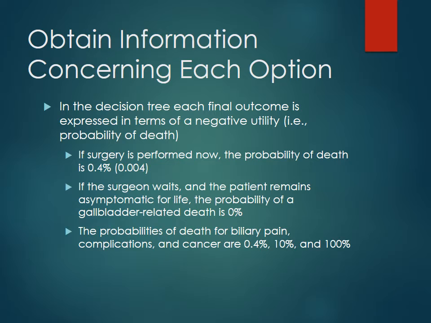We saw that if we went ahead and performed surgery now, the probability of death is 0.4%. It's pretty low. If the surgeon waits and the patient remains asymptomatic for life, the probability of a gallbladder-related death is 0%. Okay. And then the probabilities of death for biliary pain, complications, and cancer are 0.4, 10, and 100%. Okay, so using this information, we're going to be able to determine what decisions we should make for these patients.